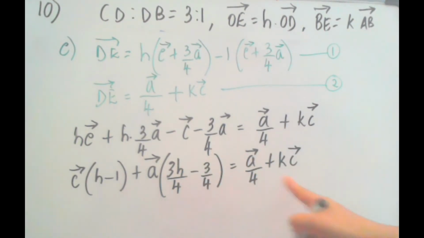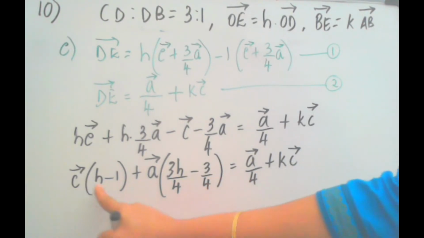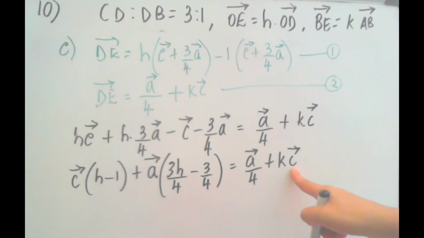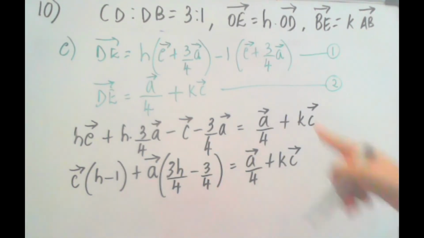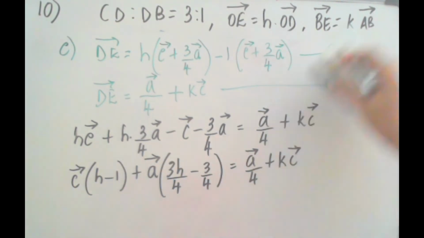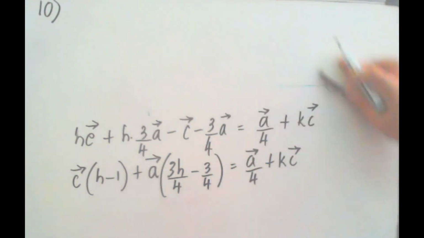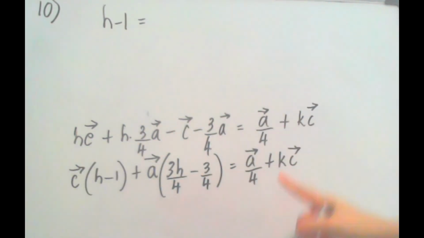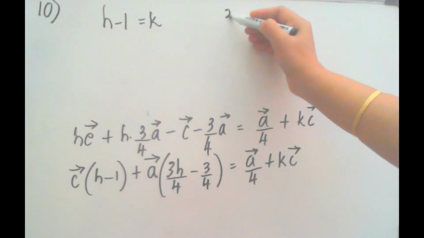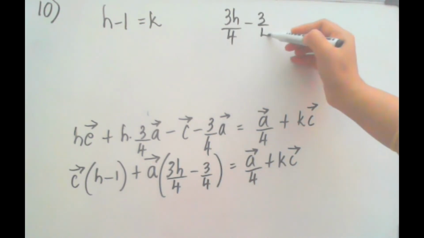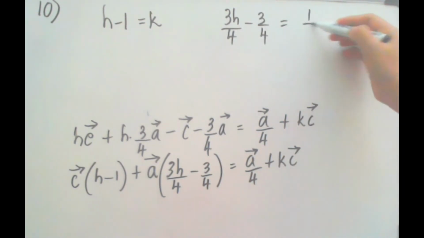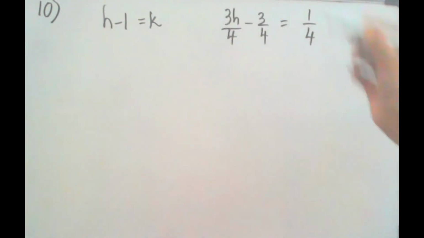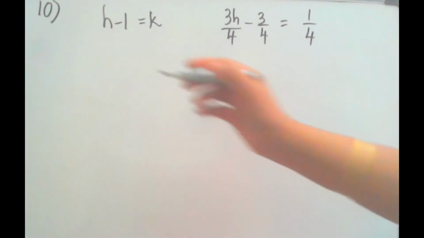So if the two sides have to be same, that means their coefficients of the vectors must be same. See the coefficient of vector C here, it is H minus 1. Here the coefficient is K. The vector C is same, that means the coefficients have to be same. So we will write this as H minus 1, the coefficient of C vector on left side, is equal to coefficient of C vector on right side. Similarly, the coefficient of A vector, which is 3H over 4 minus 3 over 4, is equal to coefficient of A vector on the right side. Using these two simultaneous equations, we can solve the values of H and K.